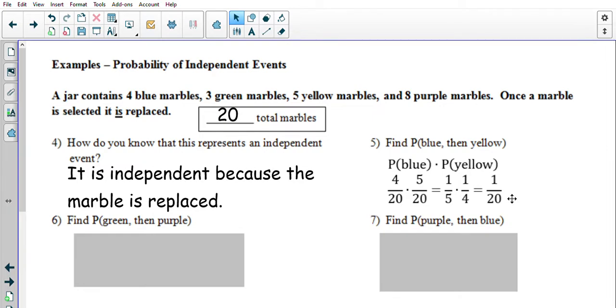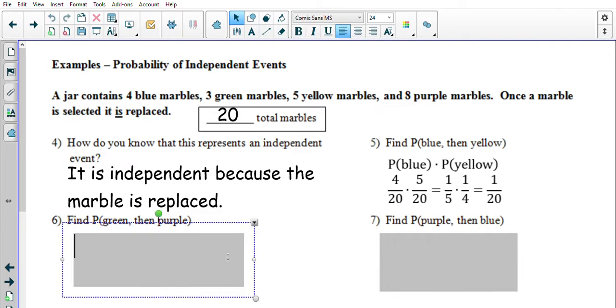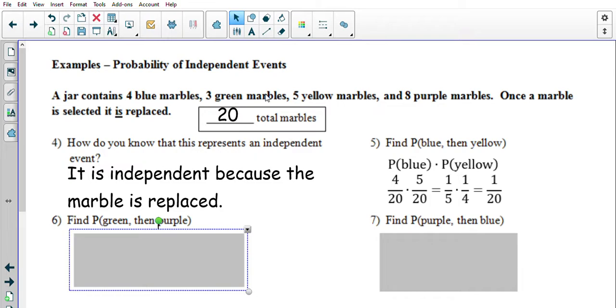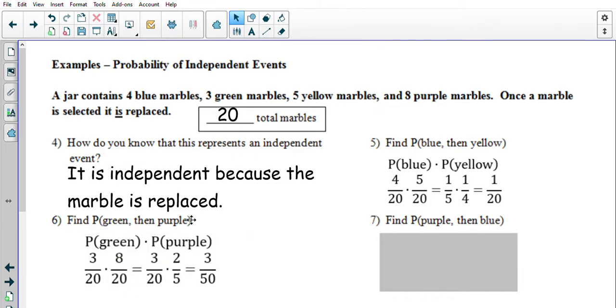Number 6, find the probability of green then purple. Well, find the probability of selecting a green marble, multiply it by the probability of selecting a purple marble. Green is 3/20, purple is 8/20. 8/20 does reduce to 2/5. If you multiply, you might get 6/100, but that does reduce to 3/50. I'm going through the calculations quickly because you can use your calculator to do that.